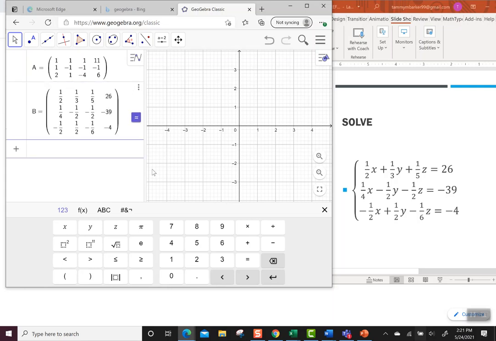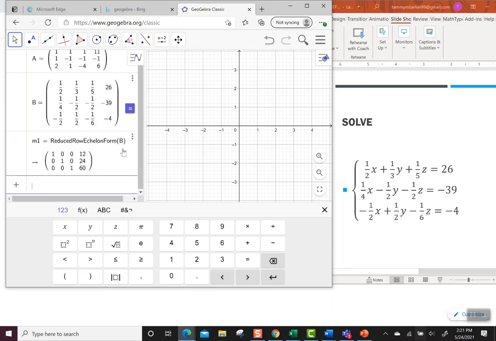Okay. Now we're ready to push enter. There's our whole matrix. And the next line, I start typing reduced. It pops up reduced row echelon form. I replace the word matrix with B, our matrix. I push enter, and it says our answers. 10012 says x is equal to 12. 01024 says y is equal to 24. Then 00160 says z is equal to 60.